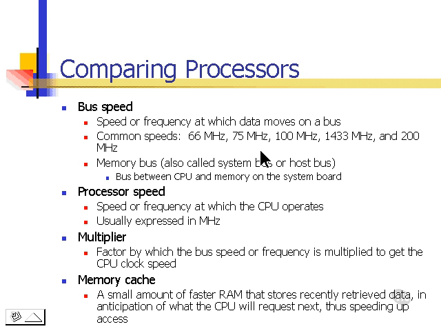So when we compare processors, we're comparing bus speed, processor speed, multipliers, and memory caches. Bus speed is the speed at which data moves on the bus itself. Processor speed is what we commonly refer to as the speed of the processor. In other words, the processor speed is the 550 megahertz or the 1.2 gigahertz that we see when we look at an ad for a computer. A multiplier is a factor by which the bus speed or the frequency is multiplied to get the CPU clock speed. It's all part of the coordination of the computer.